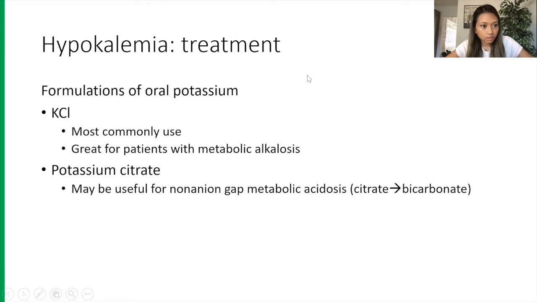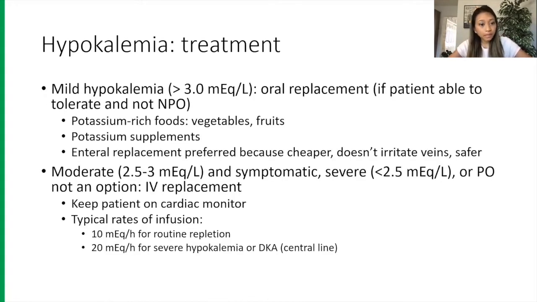So formulations, there's KCl, potassium chloride, which I mentioned earlier. This is the most commonly used. It's great for patients with metabolic alkalosis because the potassium will get exchanged for hydrogen ion. Potassium citrate is an option. It might be useful for non-anion gap metabolic acidosis because the citrate gets converted to bicarb.